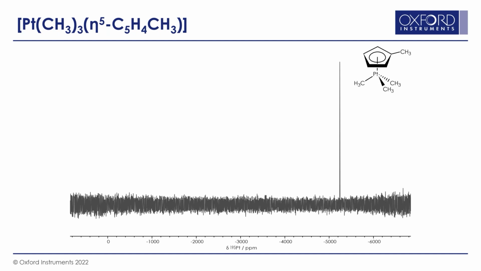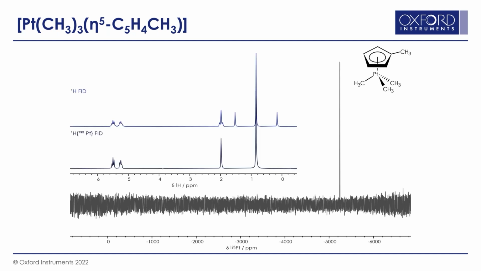Because platinum-195 is 36% abundant, coupling to it can readily be observed, as shown in this platinum-coupled proton NMR spectrum, where both methyl signals have distinct satellites, resulting from the 36% of molecules containing platinum-195, where the methyl signals are doublets rather than singlets. To further prove these platinum satellites, it's possible to obtain a platinum decoupled proton NMR spectrum, which eliminates any splitting caused from coupling to platinum, where both methyl signals will now appear as singlets.